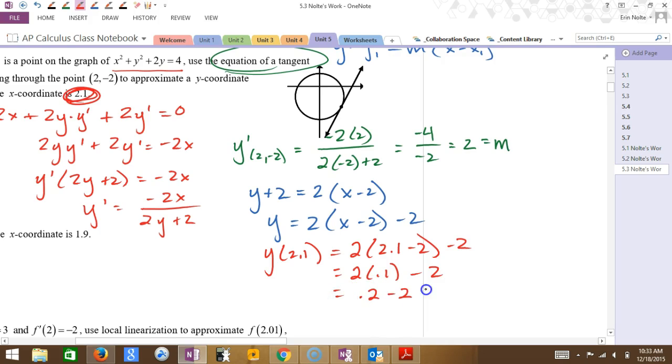0.2. And what's 0.2 minus 2? Negative 1.8. Okay, so that means that point, 2.1, if we plug that into the original function, would be really, really close to negative 1.8. If we wanted to see what the actual value is, we could plug it in and see.